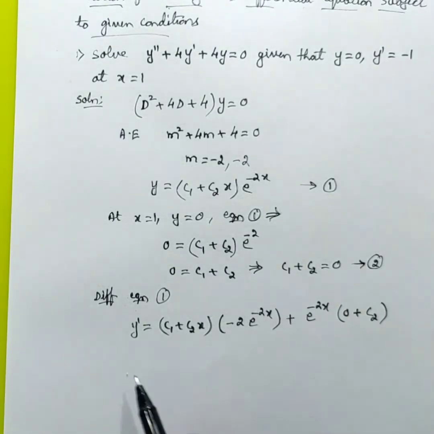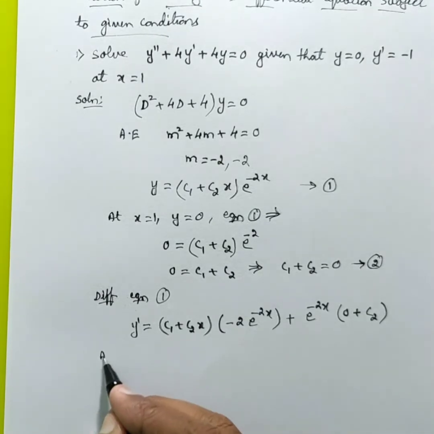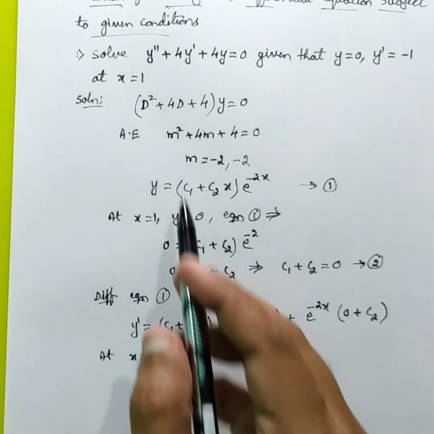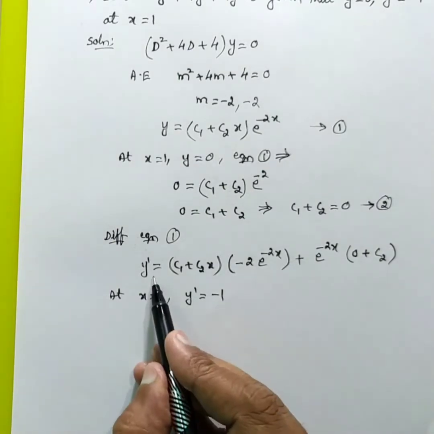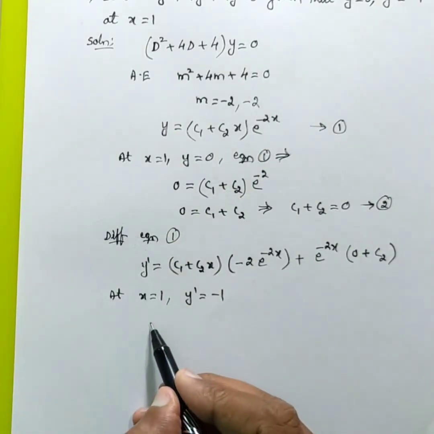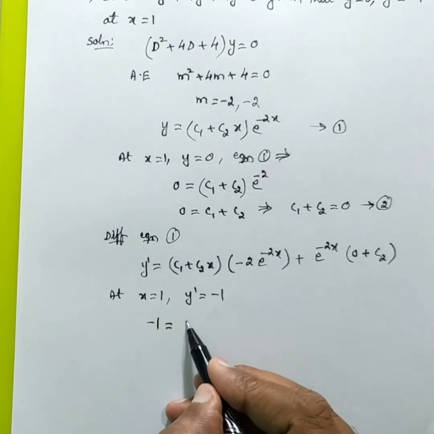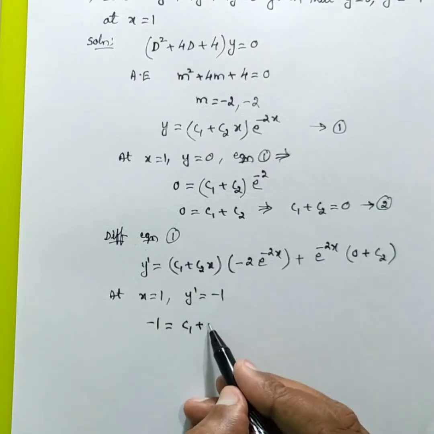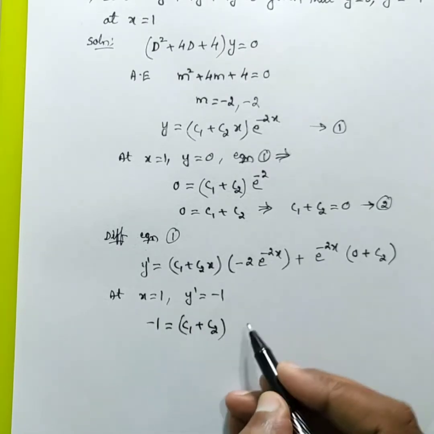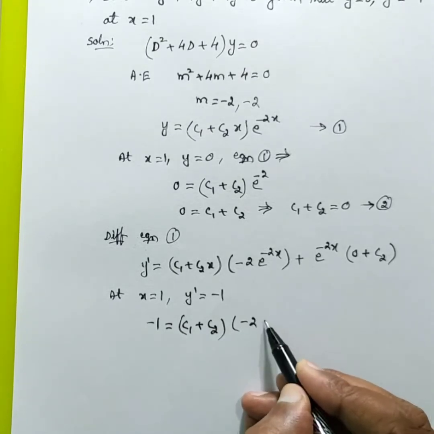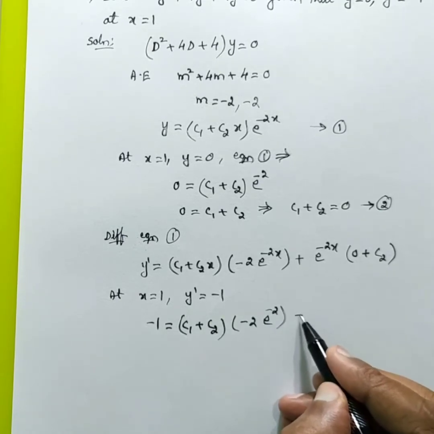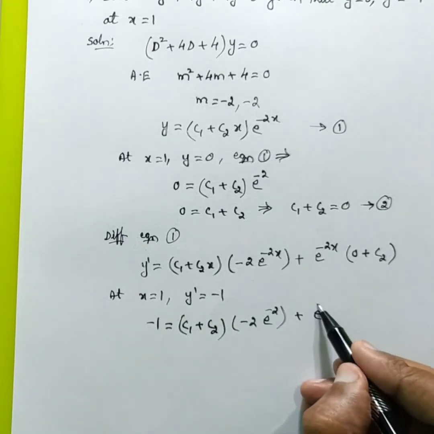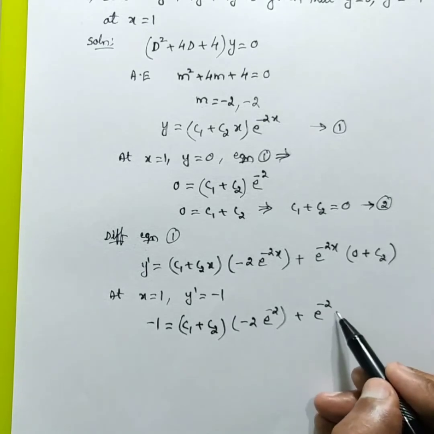Now if you use the condition there at x is equals to 1, when x is 1 and y dash is minus of 1, then what will happen to this one? So this becomes minus of 1 is equals to c1 plus, x is 1, so c1 plus c2 you get, into minus 2 times of e power of x value is 1, so it becomes minus of 2, plus e power of x value is 1, you will be getting minus of 2, and this is c2.